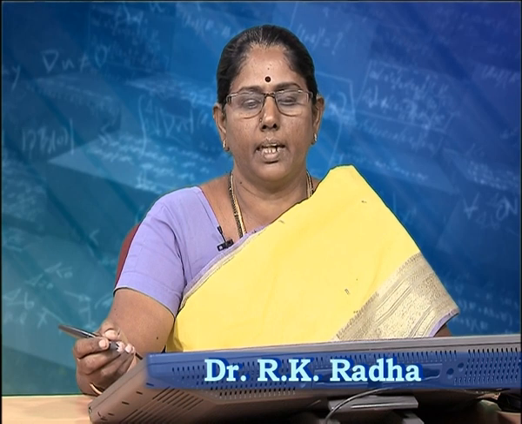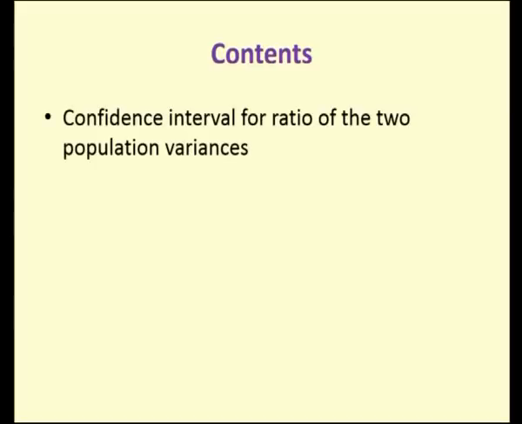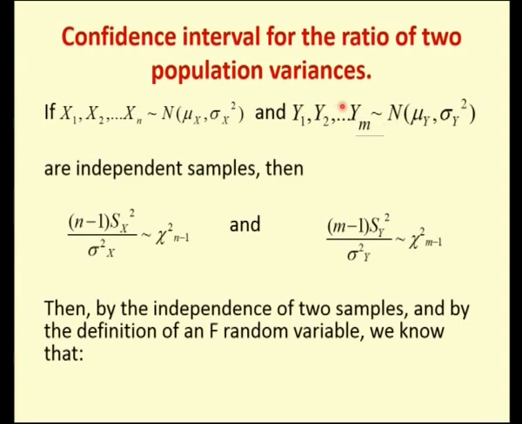Welcome to UGC lecture series on mathematical sciences. Today we are going to talk about confidence interval under statistical inferences. Already in your earlier classes we have discussed confidence interval for difference between the means and confidence interval for the parameters of the normal population, namely mean, that is mu, and variance sigma squared. In today's class, we are actually going to discuss the confidence interval for the ratio of the two population variances.